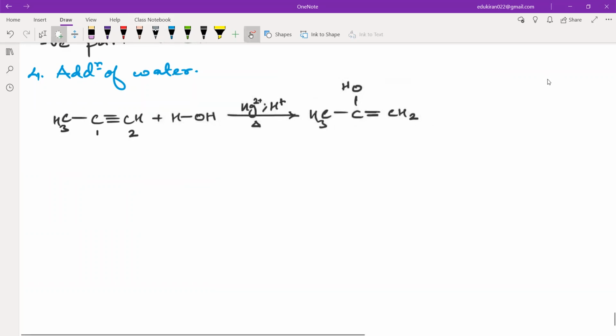Okay. Now, I want your focus on this oxygen, which has a lone pair of electrons. We have A, double bond B, single bond C, and C has a lone pair. So there can be resonance like this.